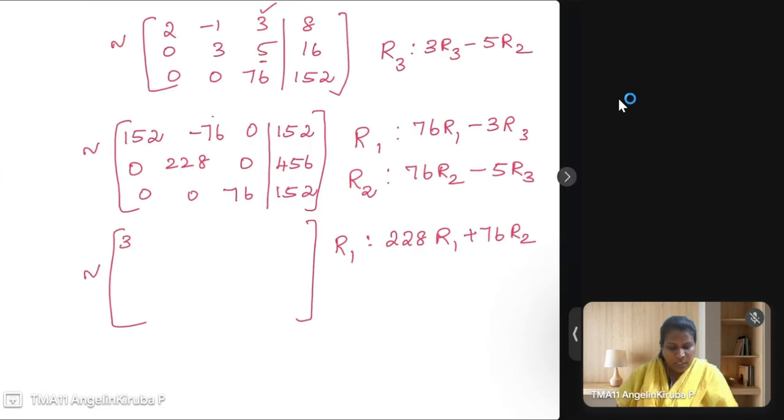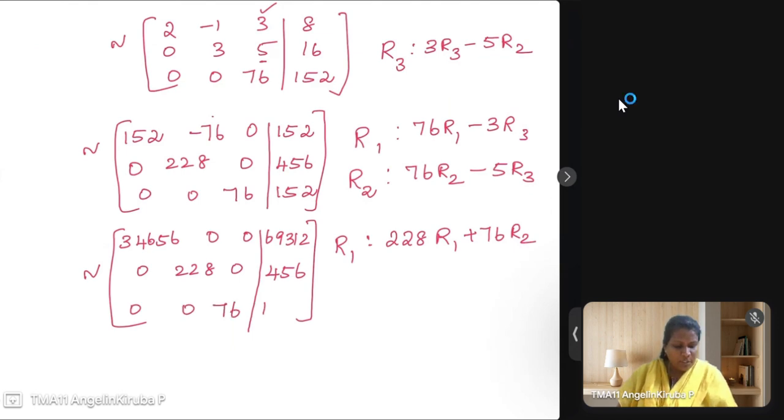So 34656, the second element is 0, the third element is 0, and this side it is 69312. With the help of a calculator we can find these values. The second row is 0, 228, 0, 456. The third row is 0, 0, 76 and 152. So now we can find the values of x, y and z.